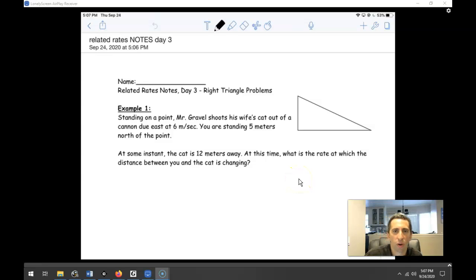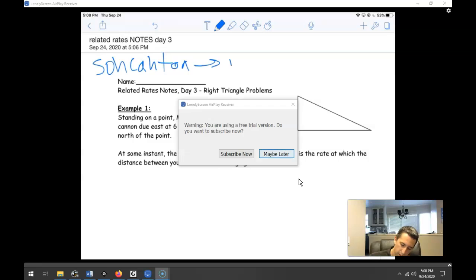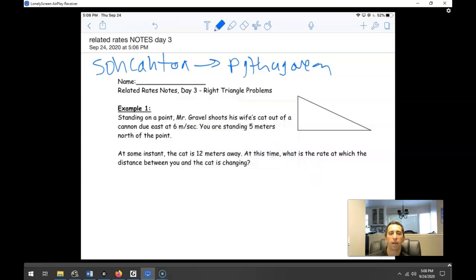Hello everyone, so welcome back to our last little video on related rates. Today what we're going to be working on is problems with right triangles. These problems are generally going to deal with two things: one is SOHCAHTOA and the other is the Pythagorean theorem. Those are going to be our two overarching things that we use as we solve problems that have right angles in them.